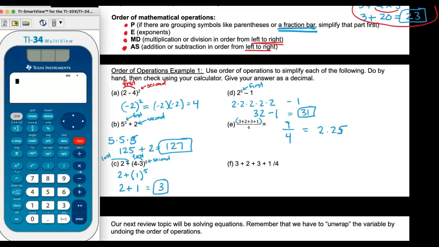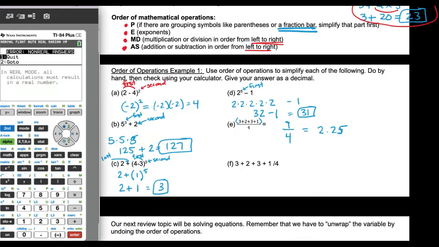Now, if you have a different calculator, like a graphing calculator, or just a regular scientific calculator, you could just use parentheses for the numerator. So 3 plus 2 plus 3 plus 1, and then divided by 4. So that fraction bar just means division. So just use the division key for that.